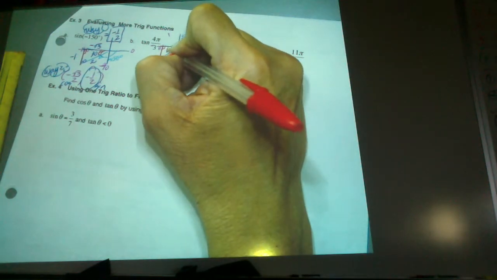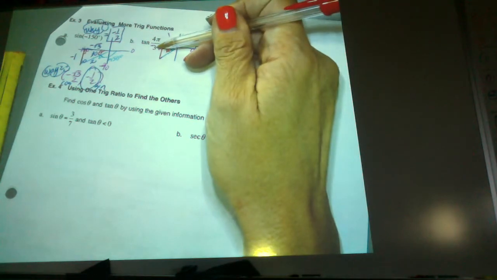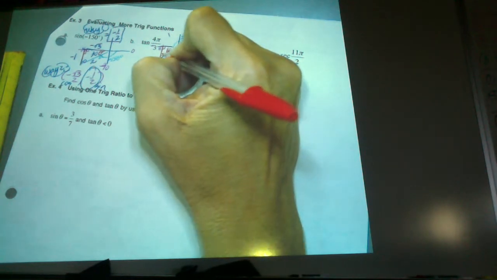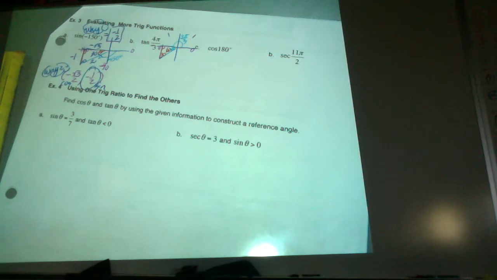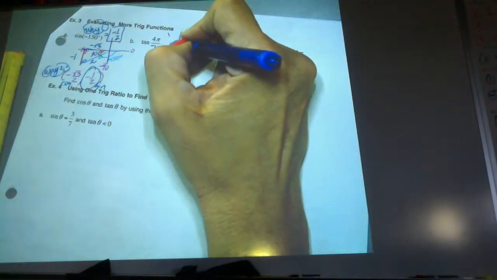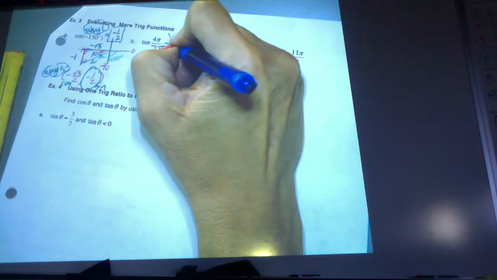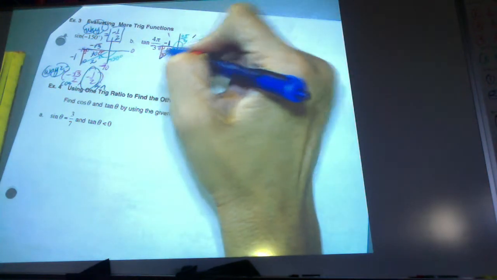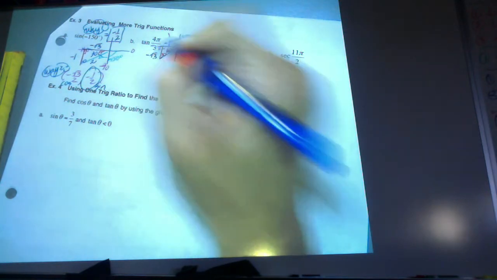So isn't my reference angle here 60 degrees? And I got that by just looking at the denominator. Has to be 60 degrees. So if that's 60, isn't this 30? What's across from 30? It is negative 1, very good. What's across from 60? Negative radical 3, and what's my hypotenuse?